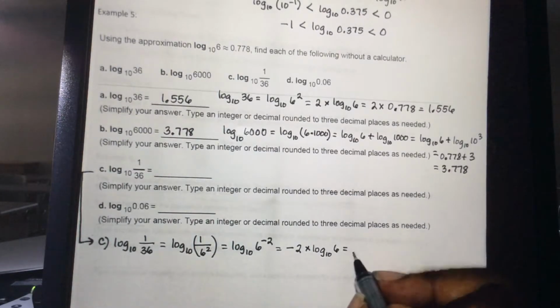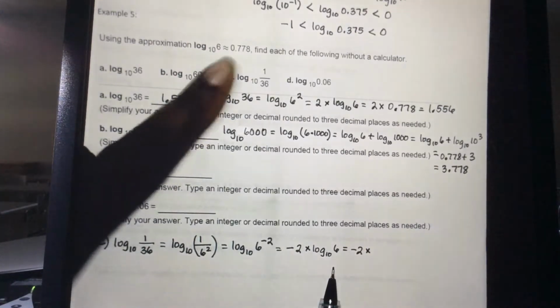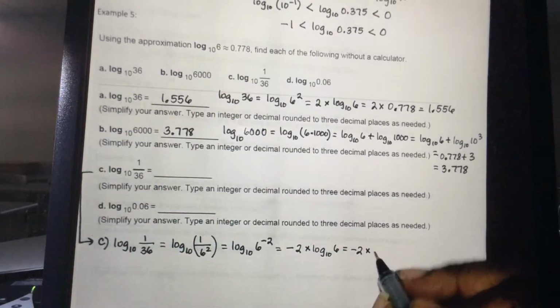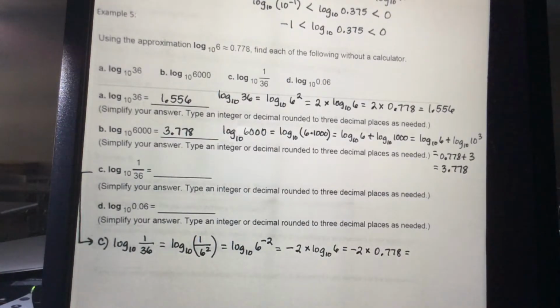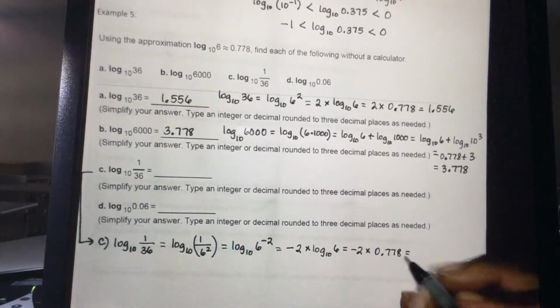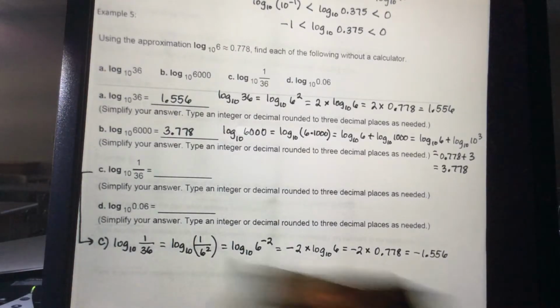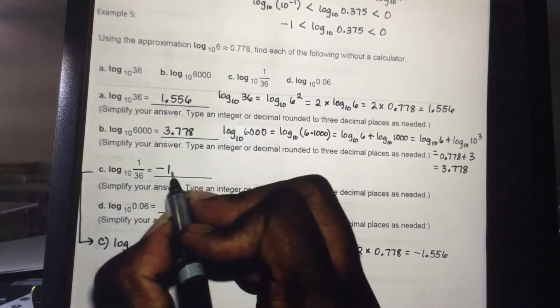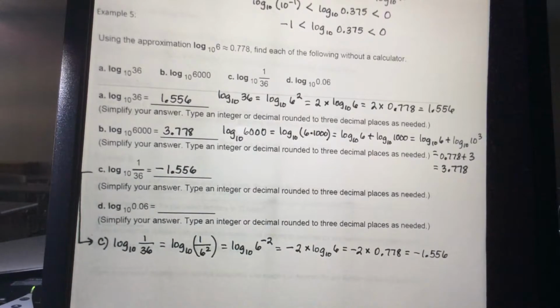So here, negative 2, bring that over. And log to the base 10 of 6 is going to be approximately 0.778. So negative 2 times 0.778 will be negative 1.556. Okay, so that's what log to the base 10 of 1 over 36 will be.